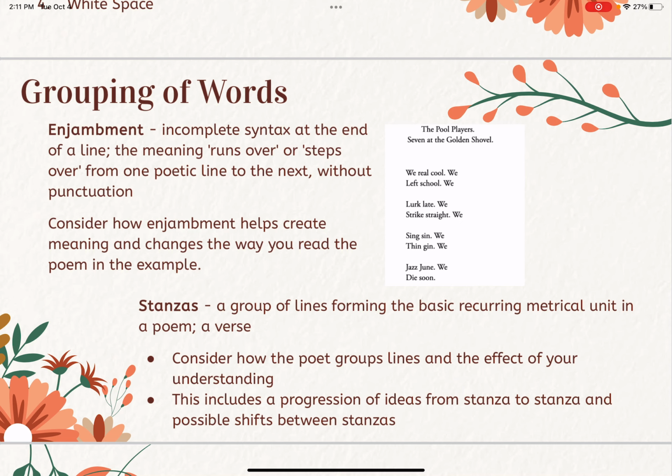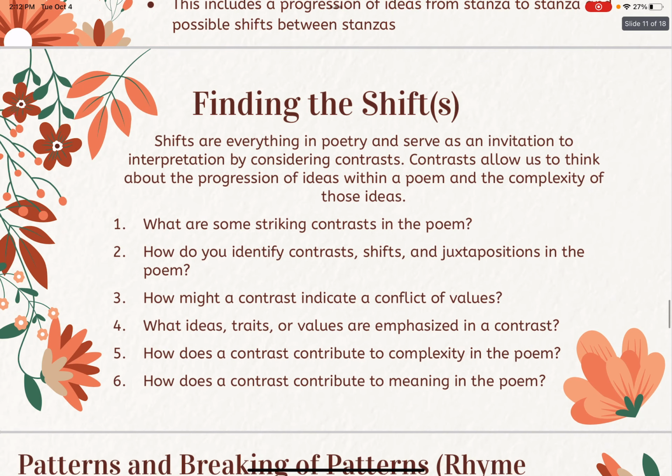Same thing if we look at stanzas. So a stanza is a group of lines. I think of it as like a paragraph in prose. But in poetry, we say stanzas. So when you're looking at the stanzas, consider how the poet groups the lines and the effect of the grouping. For example, here we do have 4 specific stanzas, and so we want to be wondering, why are they grouped the way they are? Like, what was the intent behind the grouping of the stanzas? Also look at the progression of ideas from stanza to stanza, or even possible shifts from stanza to stanza. So that's one of the first sections of structure.